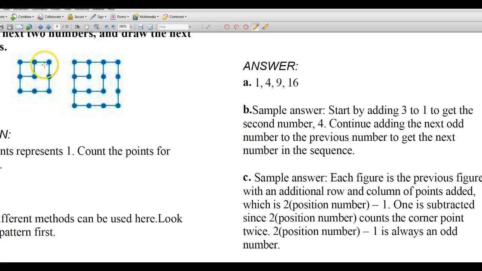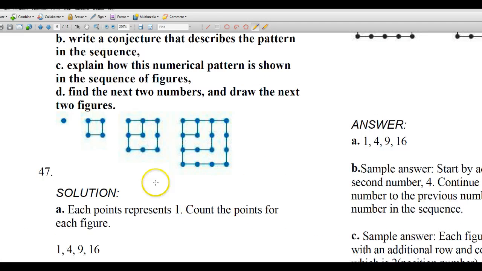So if we were to add 2 times 3, or 6, that would be 1 too many points, because we can see that we have 1, 2, 3, 4, 5 points. And then in the next diagram, we would take 2 times 4, which is 8, which is 1 too many, because we have 1, 2, 3, 4, 5, 6, 7. So we have to take 2 times the position number minus 1, which is always an odd number.